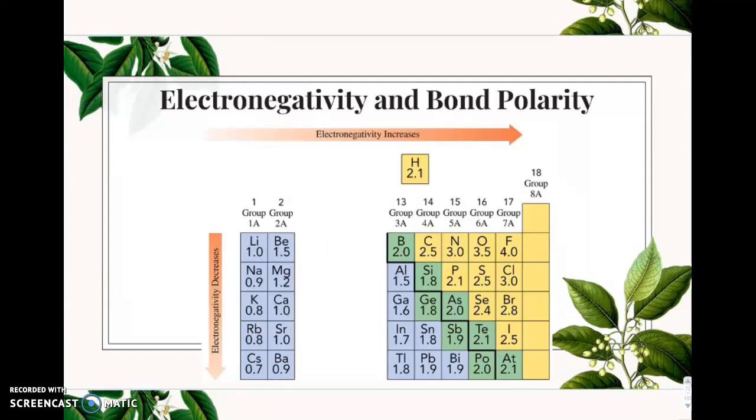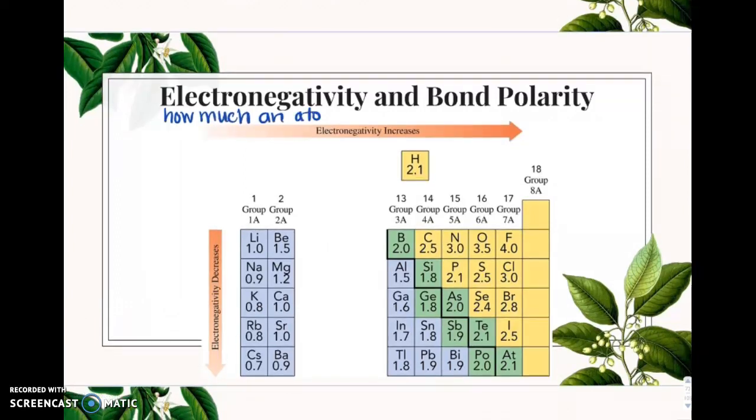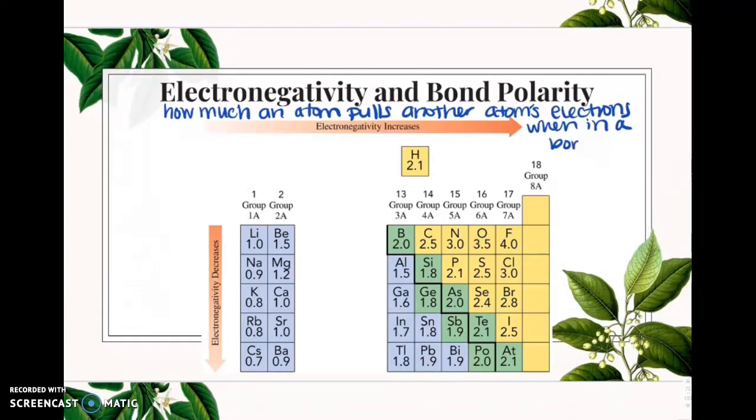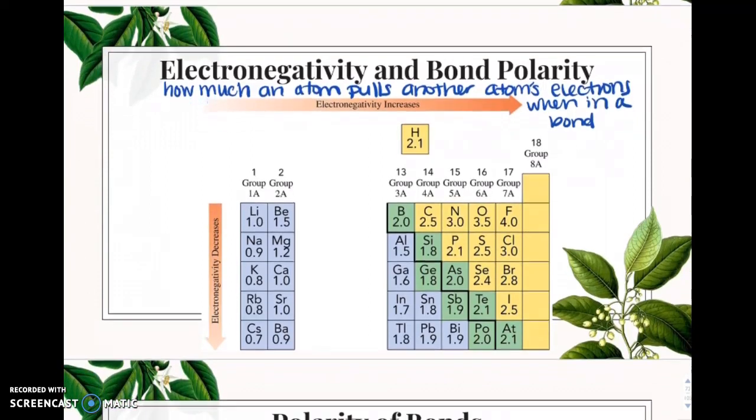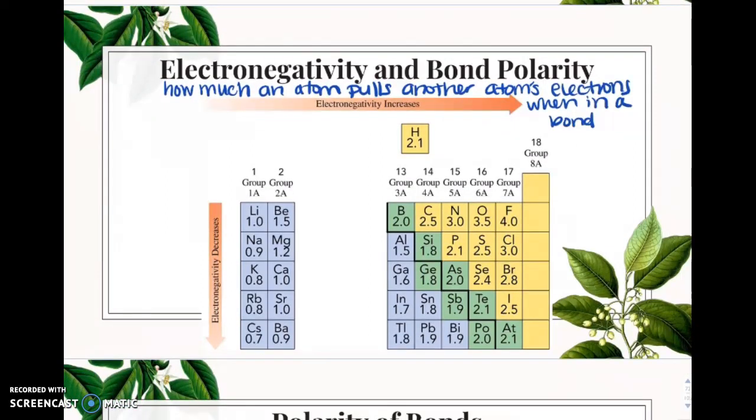So what is electronegativity? Electronegativity is how much an atom pulls the other atom's electrons when in a bond. Okay, so when I'm in a bonding situation, how much an atom pulls another atom's electrons.